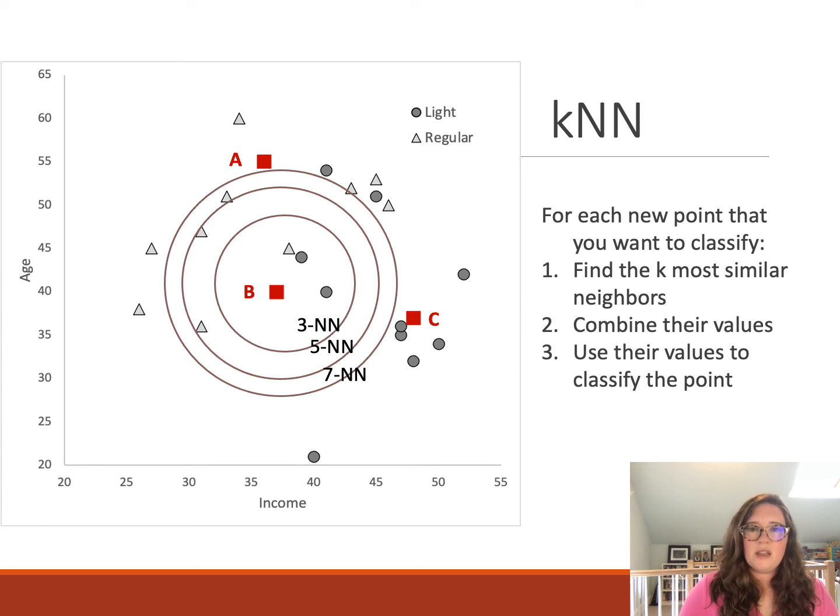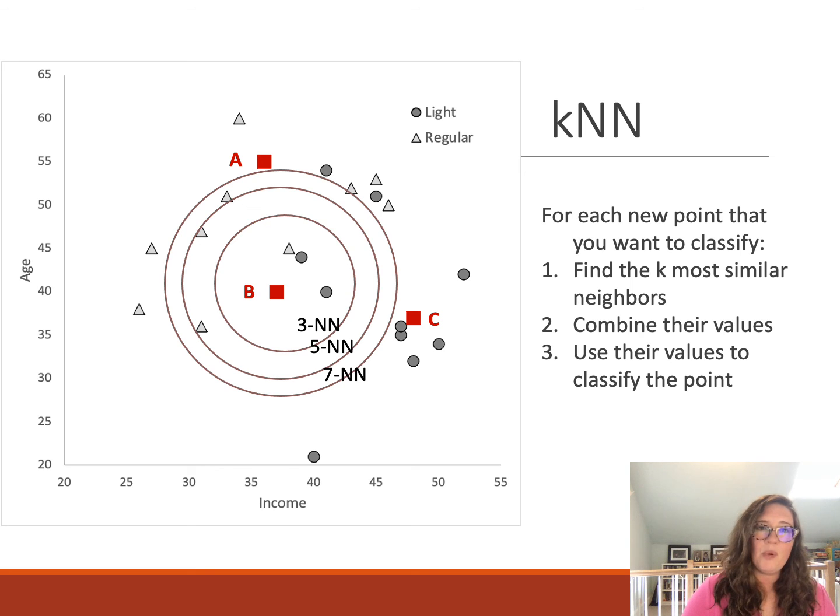So here's the basic gist of the kNN algorithm. For each new point that we want to classify, first we find the k most similar neighbors. So we'll need to choose k, and we'll also need to define what we mean by similar. And then we'll combine their y values or their classifications. And then somehow we'll use that combination of the most similar neighbors to determine the classification of the point of interest.